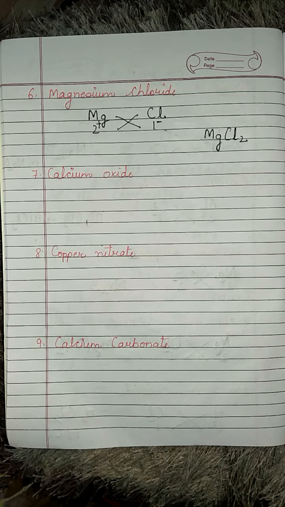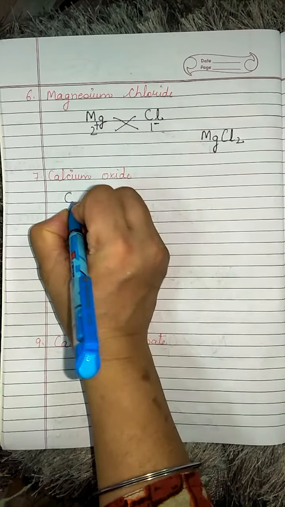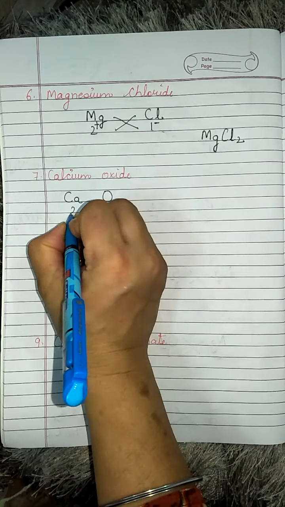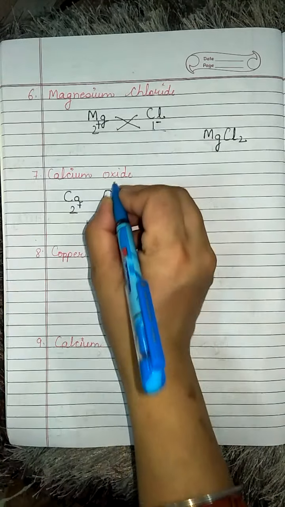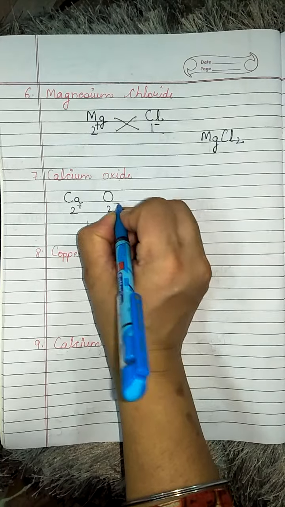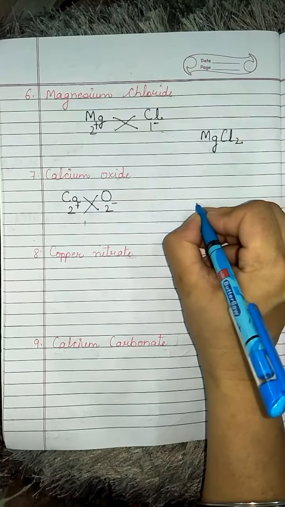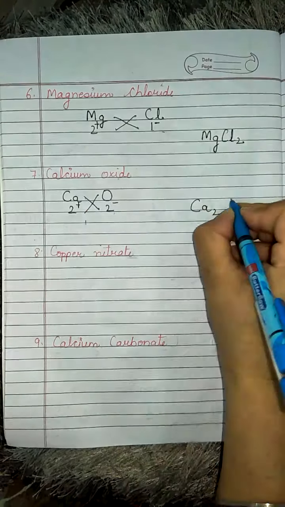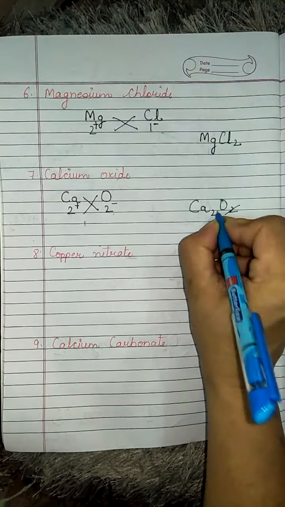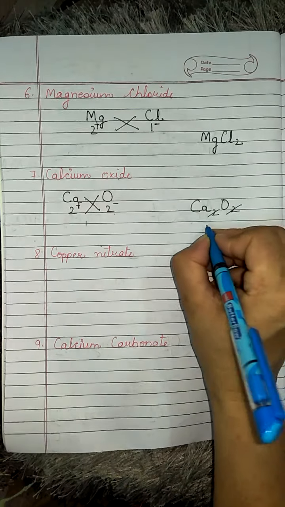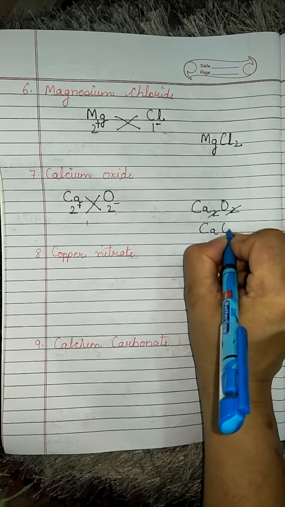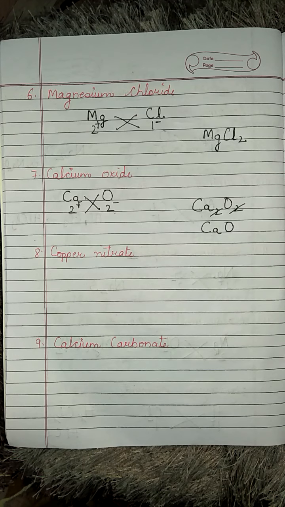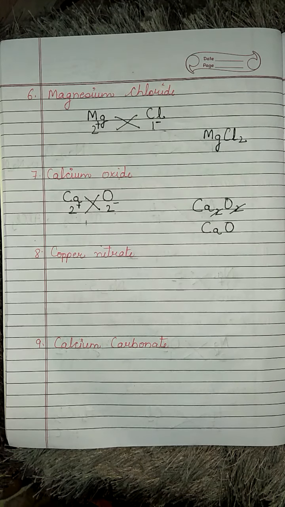MgCl2. Fine. Next, calcium, Ca, and oxygen, O. The valency of calcium is 2 positive. The valency of oxygen is 2 negative. Crisscross: Ca2 O2. The valencies are the same, so we are going to cancel them. What will be our formula? CaO. I hope by taking all these examples, the idea is getting clear to you.